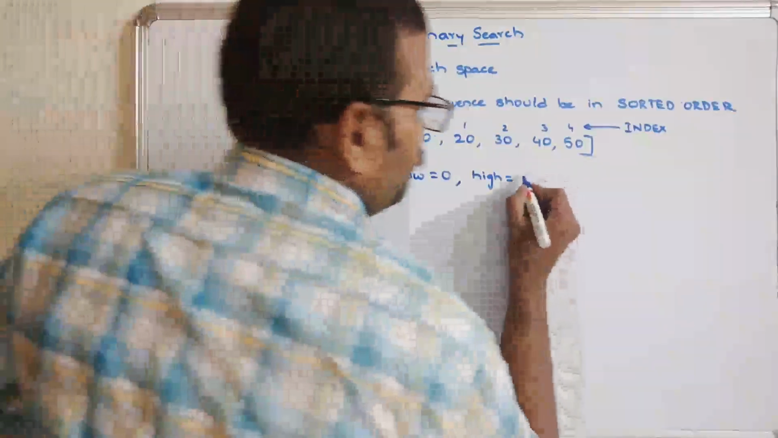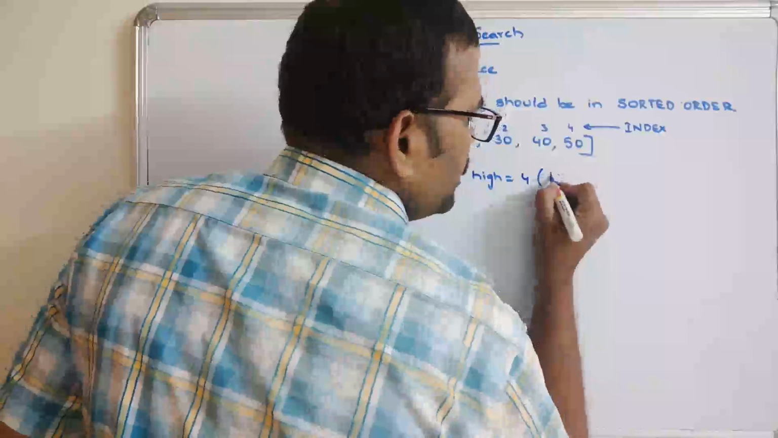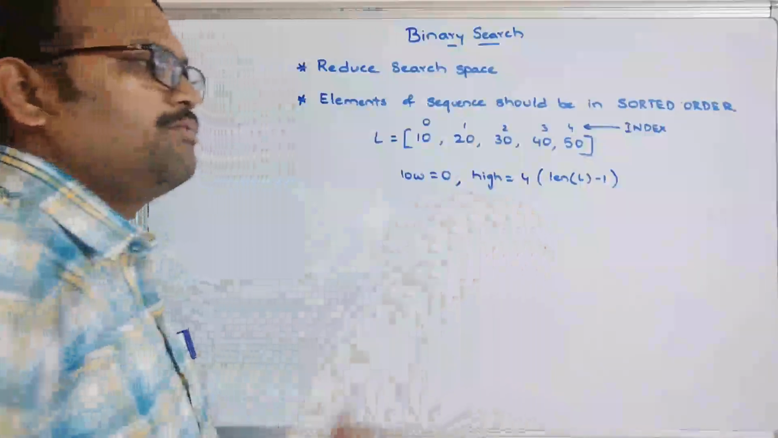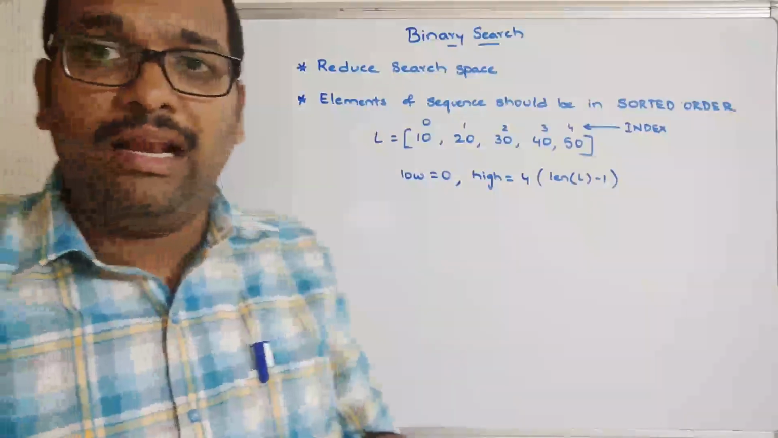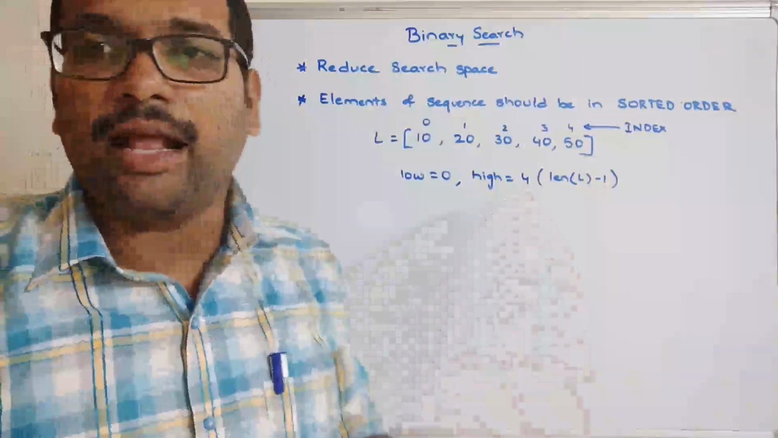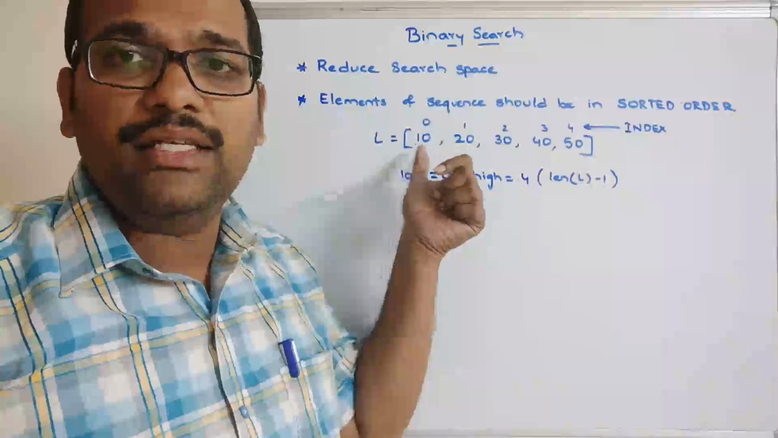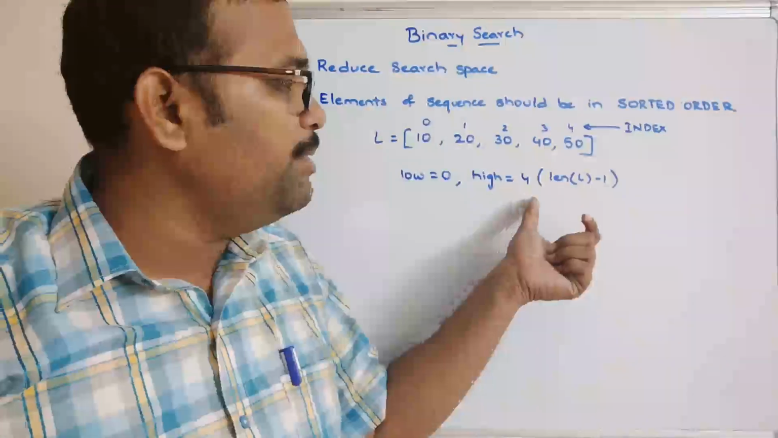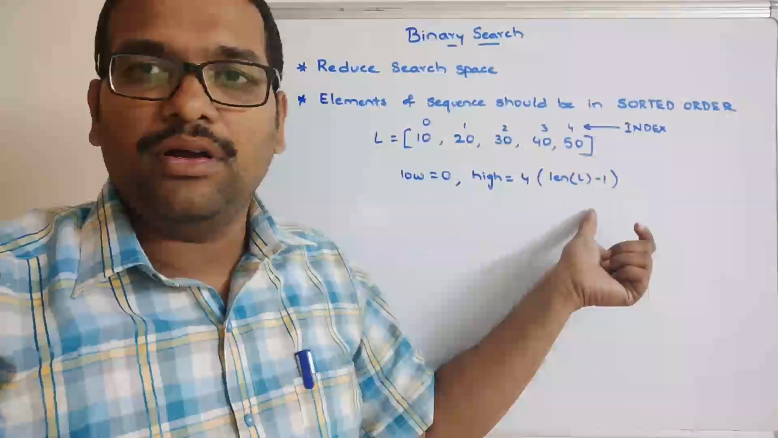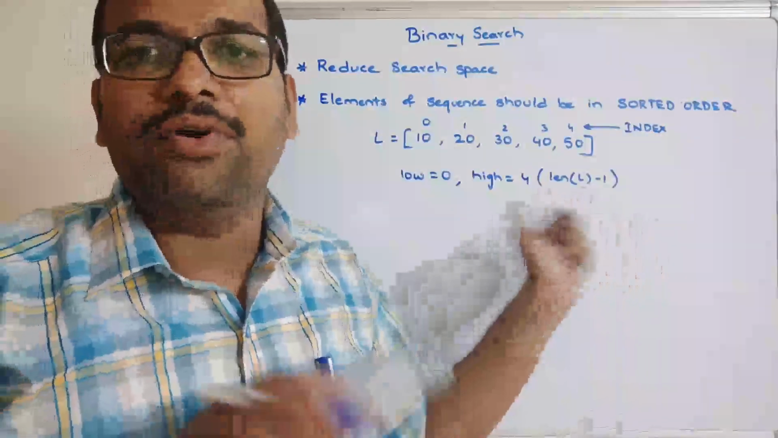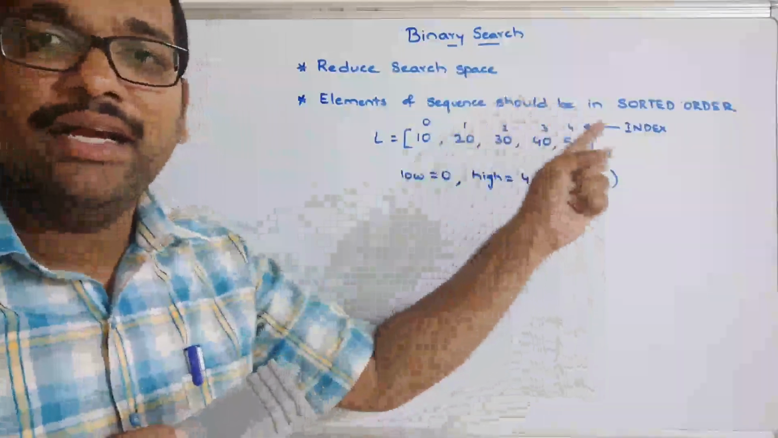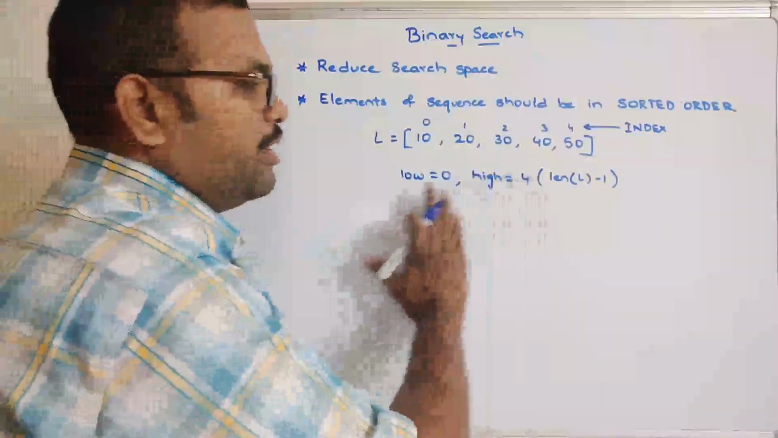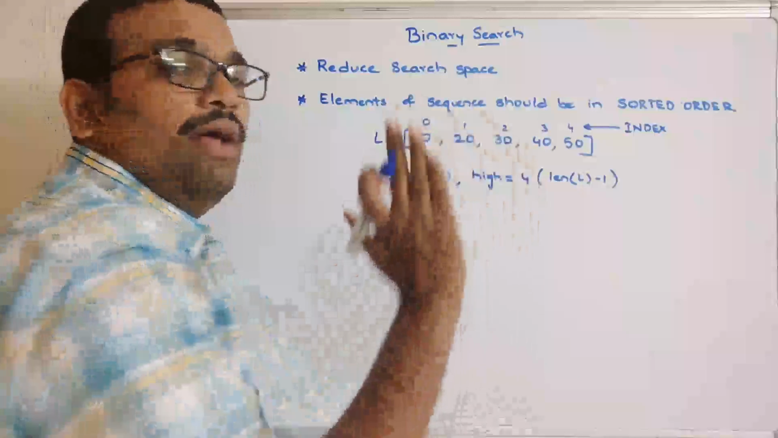This 4 we can call the length of L minus 1, that is nothing but 4. If we have 10 elements, the high value will be 9. If the list has 50 elements, the high will be length of L, that means 50, minus 1, that is 49. So 49 is the index of the last position. So first we need to find out the low and high value.